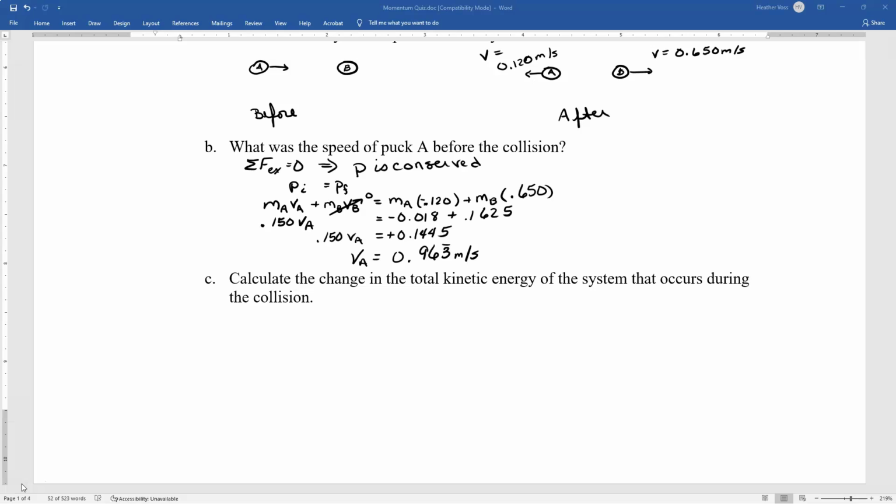Now the last thing we have to do for this is to calculate the change in the kinetic energy of the system that occurs as a result of this collision. So first thing we need to do is look at the initial kinetic energy. The initial kinetic energy is going to be 1/2 mass of A times the velocity that we just found squared, because the second part is going to be 0, just because the velocity of B is 0.